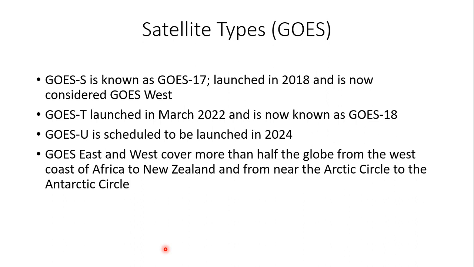And then GOES East and West. The two combined generally cover more than half the globe, half of the Earth, from the west coast of Africa to New Zealand, and from near the Arctic Circle all the way down to the Antarctic Circle. So GOES imagery is a very important type of weather satellite tool.